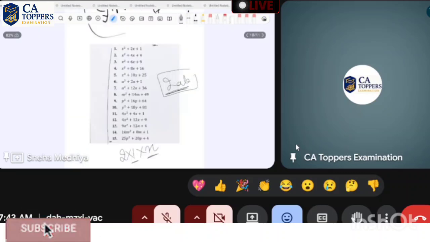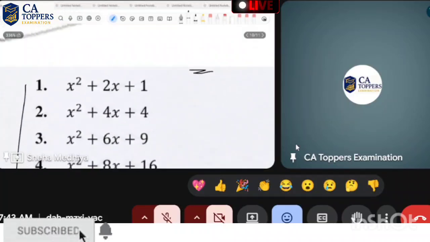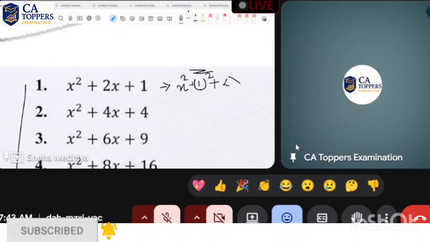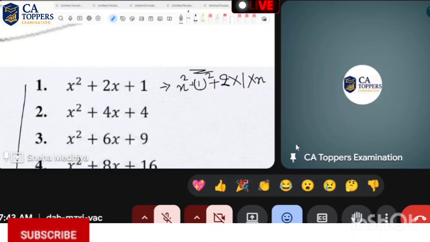The answer is that one answer is x whole square plus 1 whole square plus 2 into 1 into x, ma'am. They have given the 2ab, ma'am. 2 into 1 into x. That answer is 2x, ma'am. They have given that answer in the middle, ma'am. The x square and y middle, ma'am.